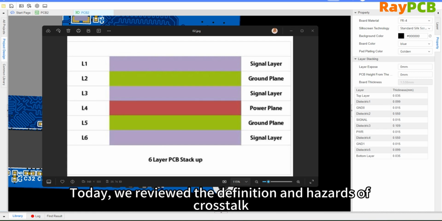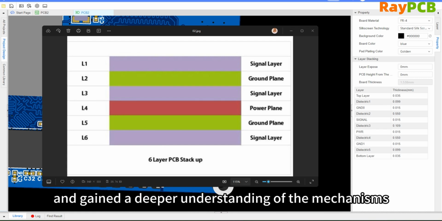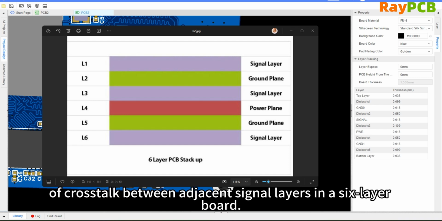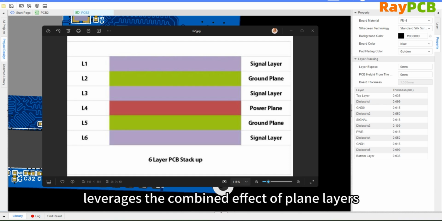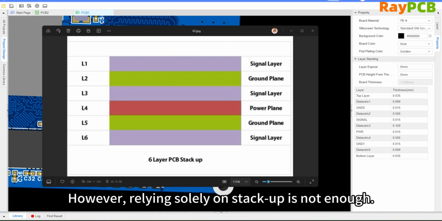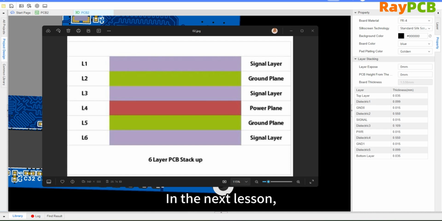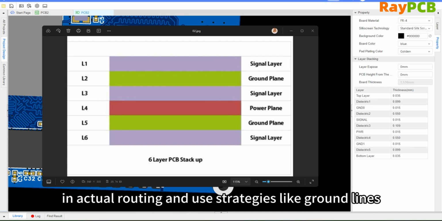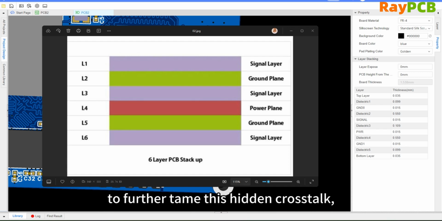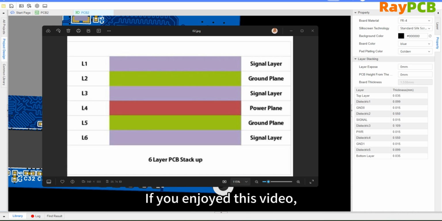Today we reviewed the definition and hazards of crosstalk, gained an in-depth understanding of crosstalk between adjacent signal layers in 6-layer boards and its generation mechanism. We also looked at recommended 6-layer board stack-ups, especially how to suppress crosstalk through the proper use of plane layers. However, relying solely on stack-up is not enough. In the next lesson, we will delve into how to make adjustments during actual routing. We will further tame hidden crosstalk by strategies such as adjusting line spacing and using guard traces to ensure a better signal transmission environment.